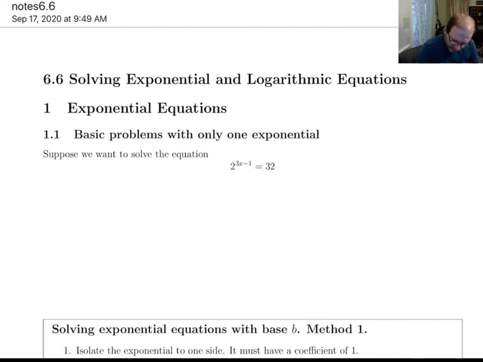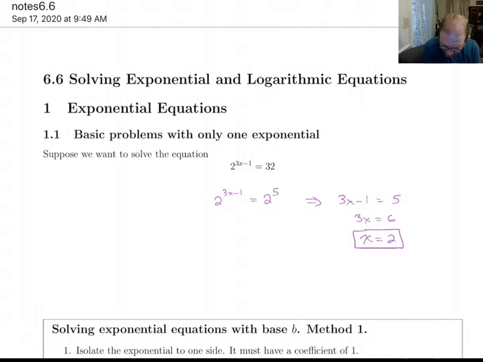So let's look at this one. This is about the easiest type of equation there is in this section. We've got 2 to the 3x minus 1 equals 32. Now, on this equation, you might recognize 32 is 2 to the 5th. And if you know that, you get 2 to the 3x minus 1 is equal to 2 to the 5. Well, since they've got the same base, that's going to give you that 3x minus 1 is equal to 5. So that gives you 3x is 6, so x is 2.